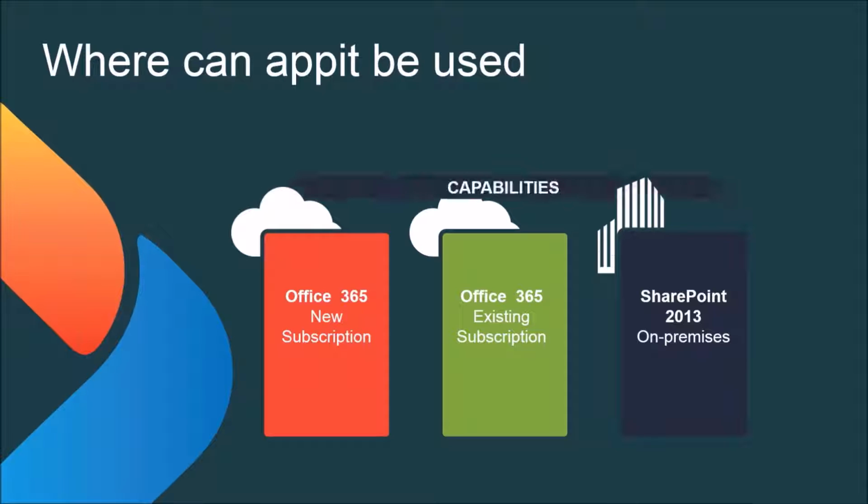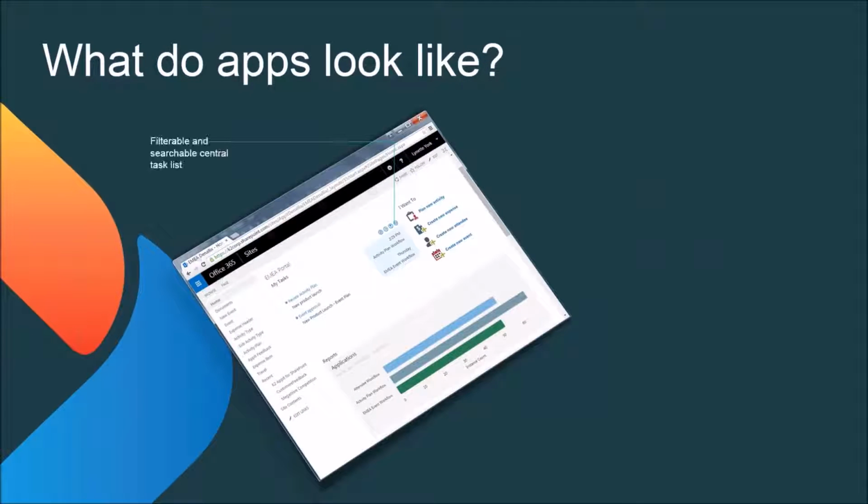So typically, the way that the app works, or what they look like, is we set up our SharePoint list or lists of information. So we get that all organized. And in terms of an Appit workflow or a K2 workflow, that first screen you're seeing there is a filterable, searchable central task list.